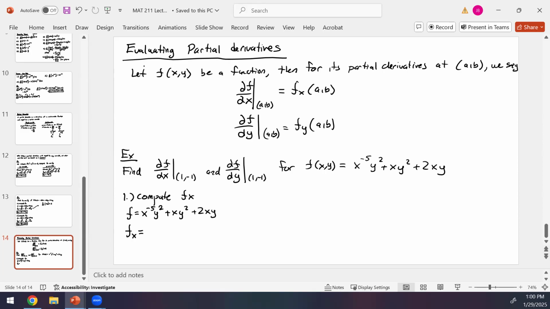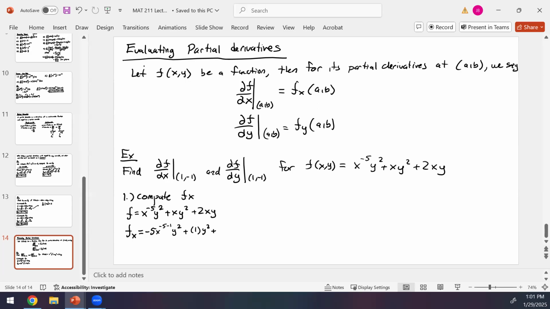So what is the derivative of x to the -5, y squared? Well, y squared is a number, so it's just going to stay as y squared. We don't touch it. We leave it alone. And then we bring down the -5, x to the -5 minus 1, y squared, like that, plus the derivative of xy squared. Well, the derivative of x is 1, times y squared, plus what's the derivative of 2xy?